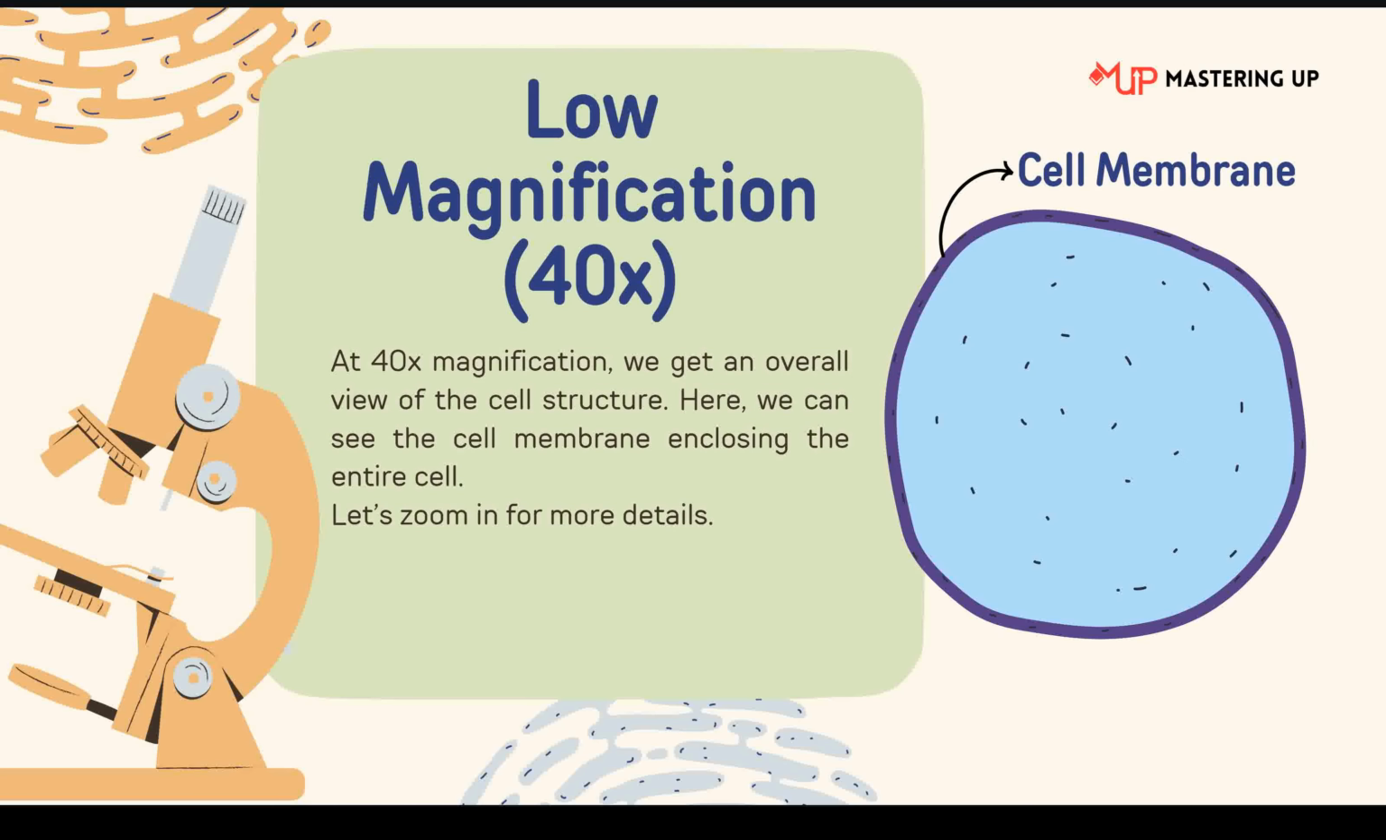Let's begin. Low magnification, 40x. At low magnification, we see the overall structure of the cell, including the cell membrane that forms the outer boundary. The cell membrane, also known as the plasma membrane, regulates what enters and exits the cell. It acts like a gatekeeper, ensuring the cell maintains its internal environment, a process known as homeostasis.